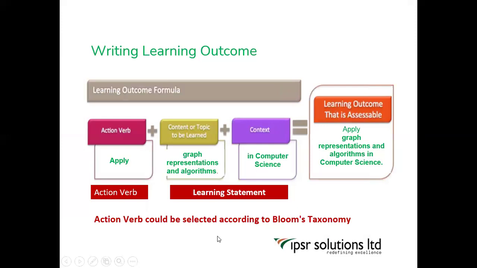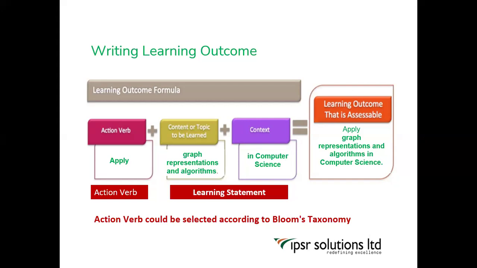This is an example of a course outcome template. Every course outcome you write has to start with an action verb, then the content or topic to be learned. And if there is a context, you can write the context also. So this is an example of a course outcome for graph theory.